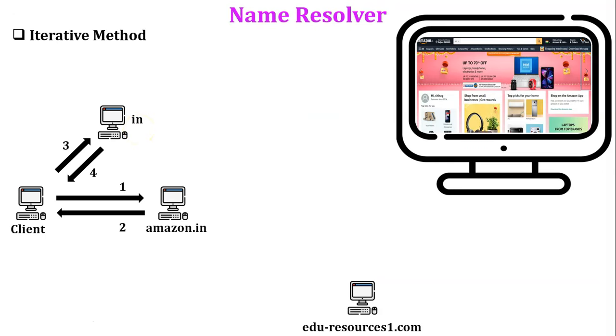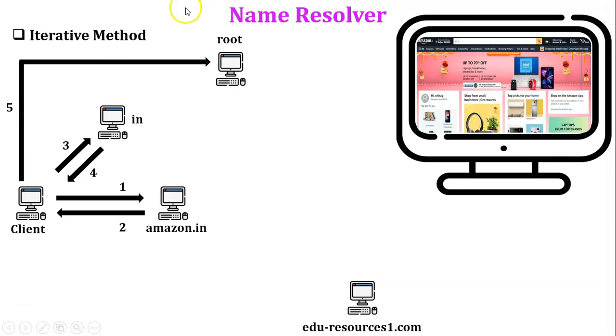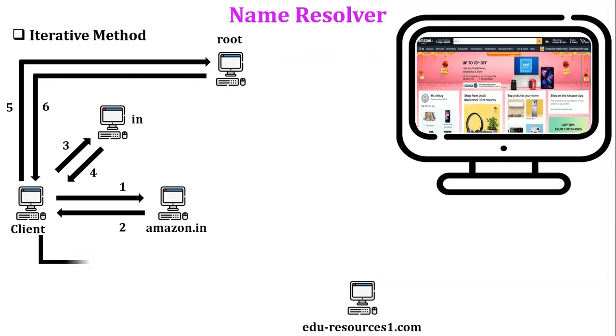So now the client sends a query to the root node. The root node checks the URL and finds the top level domain. Here the top level domain is .com. So the root server provides the IP address of the top level domain .com to the user. Now the user has the IP address of the top level domain, so the user passes this query to the top level domain .com.